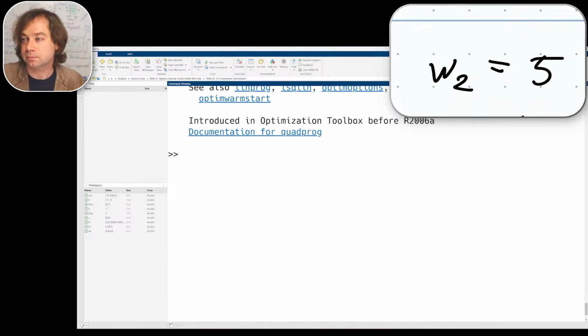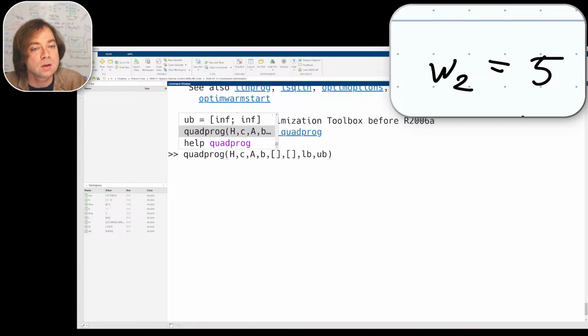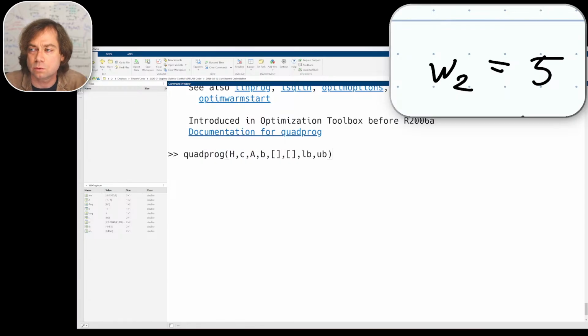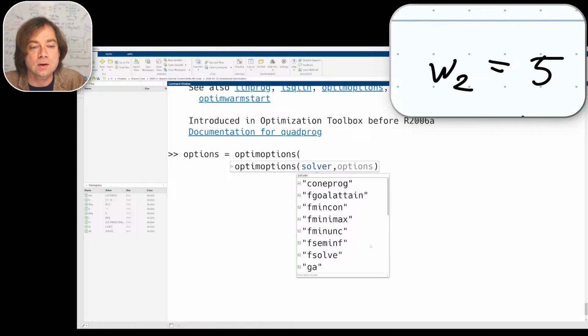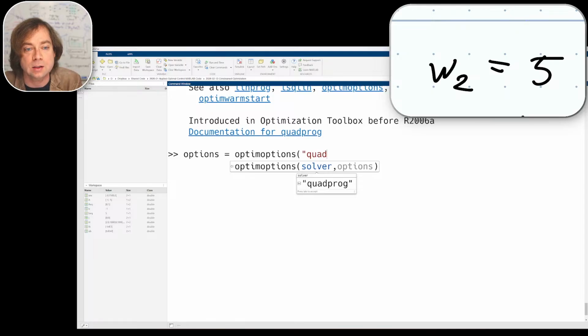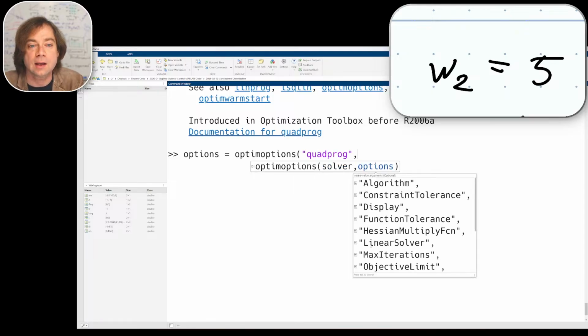For instance, how is this even solving the optimization problem? Well, there's a lot going on behind the scenes that you don't see when it's solving. What it's doing is starting with a guess of what the answer is, and then it iterates and tries to get closer until it finds an answer. So let's create an options structure. Options is equal to optimoptions. You can tell it what solver we want to work with. We're working with quadprog.